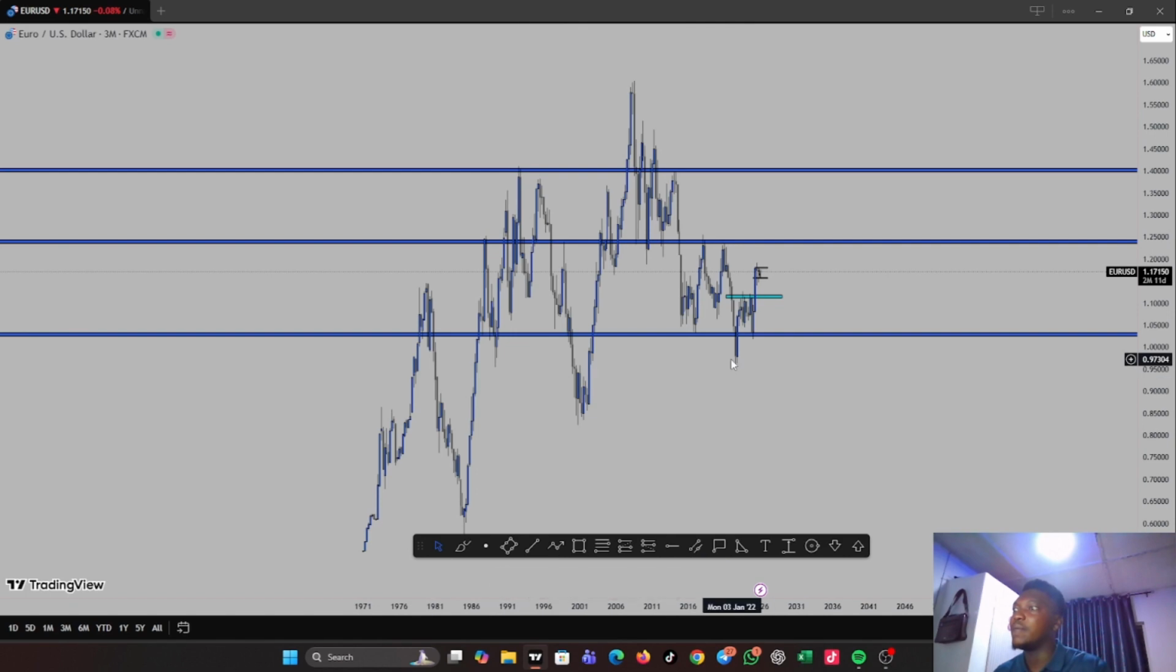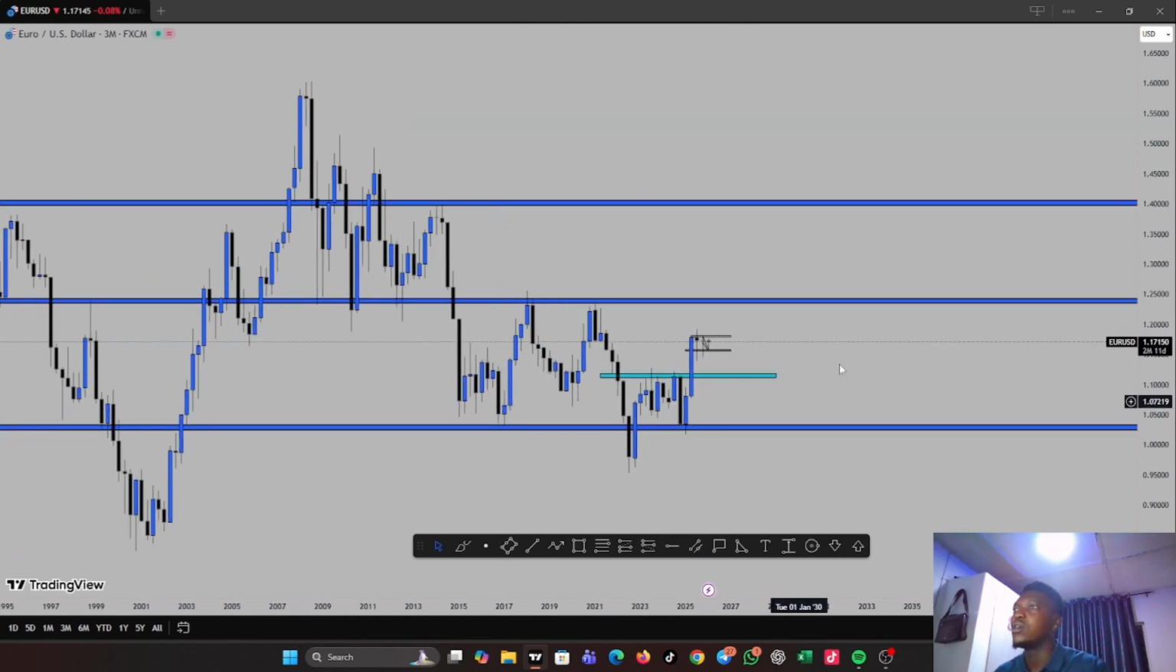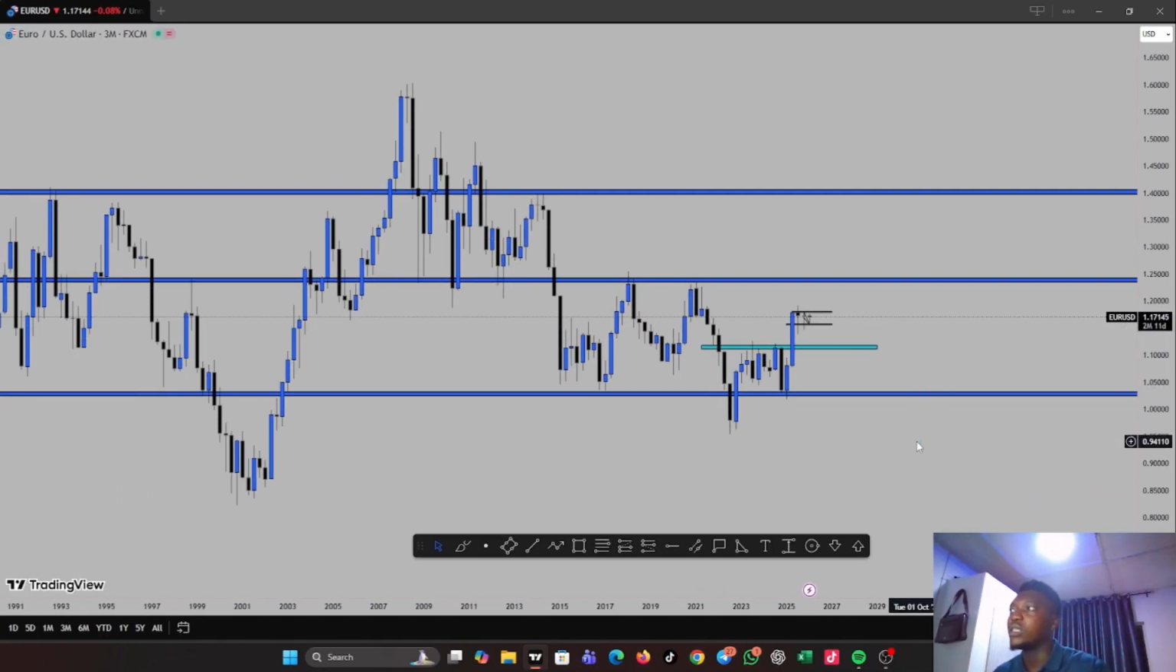Now let's look at the Euro USD charts. Euro USD is, of course, correlated with GBP USD. Most likely, what is happening on GBP USD is most likely going to happen to Euro USD.